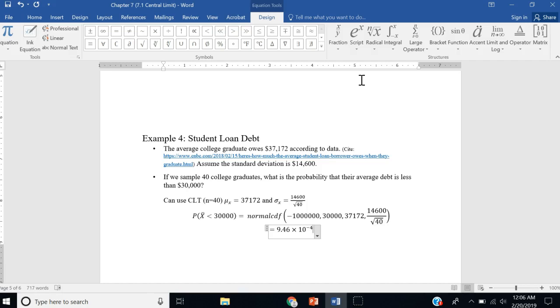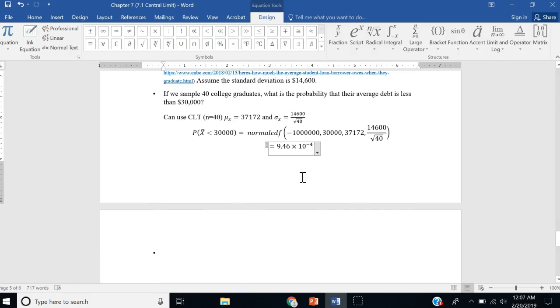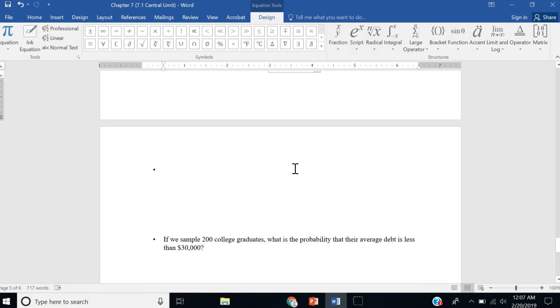If you came up with something like this on the Moodle homework, what I would have you do is type in 9.46 into one box, times 10 to the, and then in the exponent box, put a negative 4. So it would look like scientific notation if one of your answers actually did come out as scientific notation. All right. Knowing that, I want you to go try the next problem.